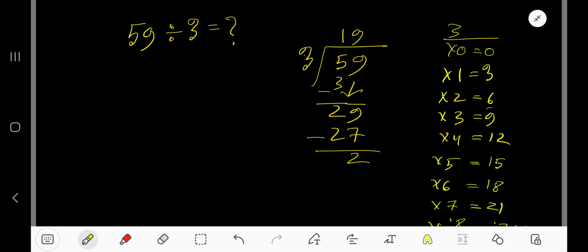But if you want to write your answer in decimal form, then convert your dividend into a decimal by taking a decimal point and then adding 0. Bring down the first 0. Before this 0 there is a decimal point. The decimal must come to the quotient directly.